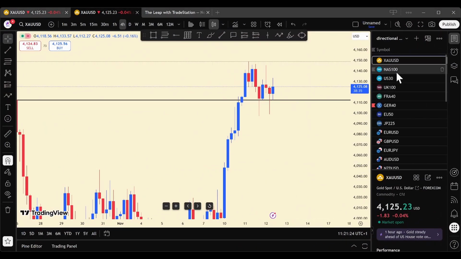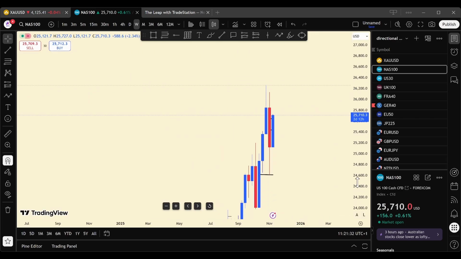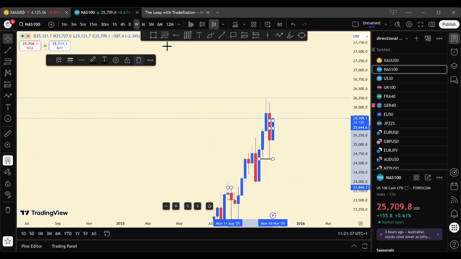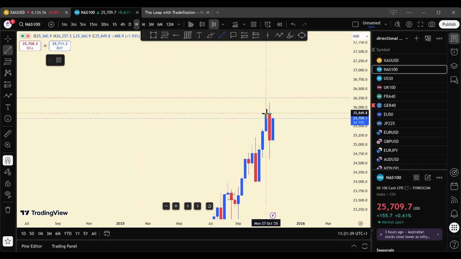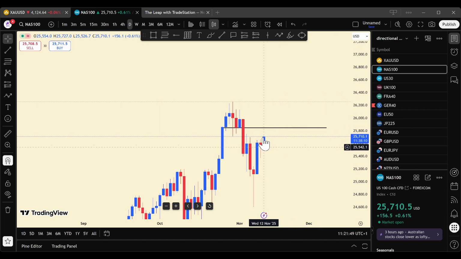So the next one I'm going to analyze is NAS 100. On the weekly, we are bullish here, and we are already close to our destination. You have these few pips to that level. When you get there, that is your profit target.